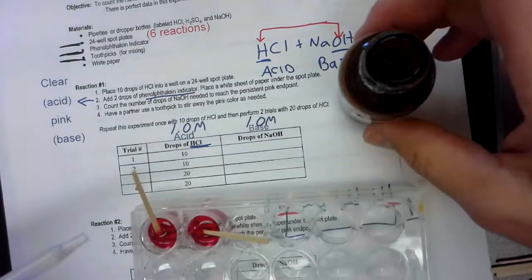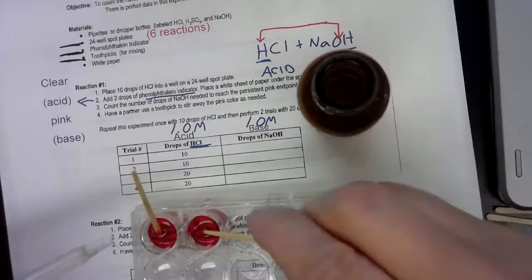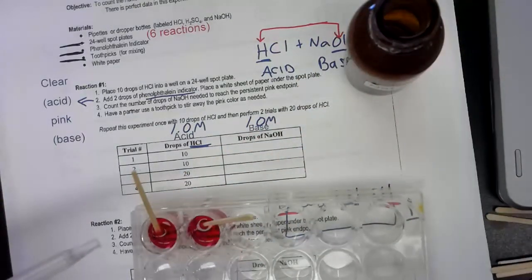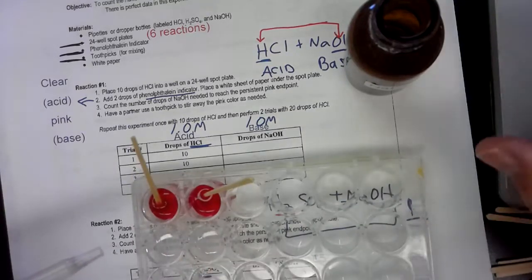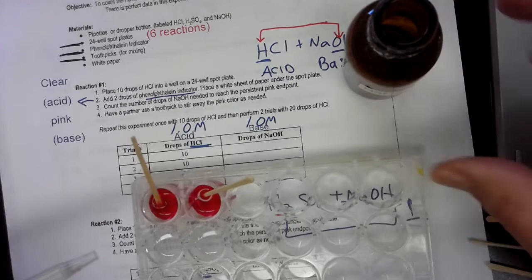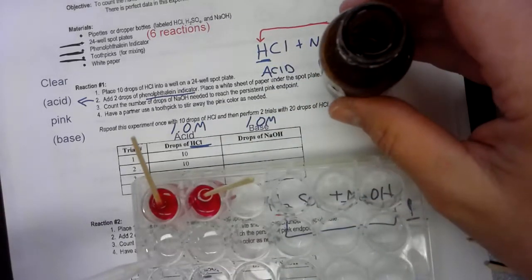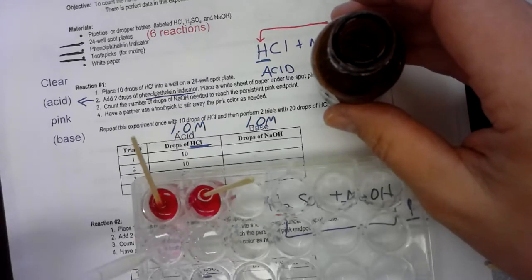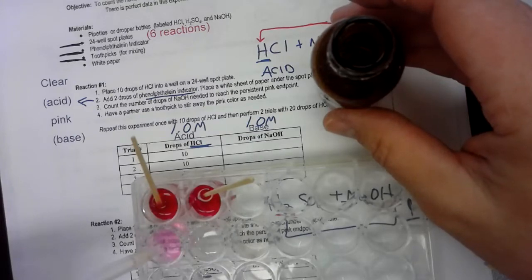It could be that my NaOH is not strong enough. I had it older. I didn't make new stuff, so it could be my solutions aren't perfect. But if we double the amount of the acid, we should have even more drops of NaOH. So let's try that here. I'm going to go ahead and put in 10 each. 1, 2, 3, 4, 5, 6, 7, 8, 9, 10.